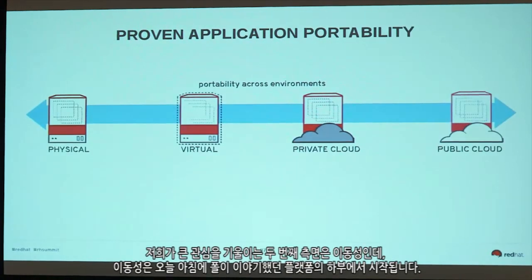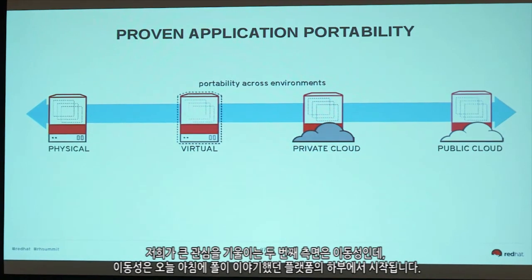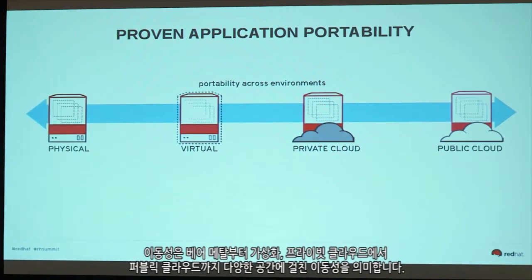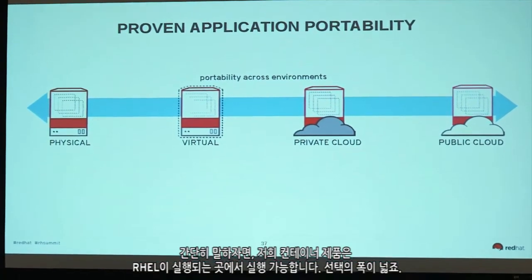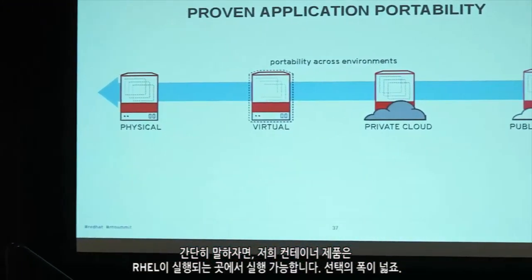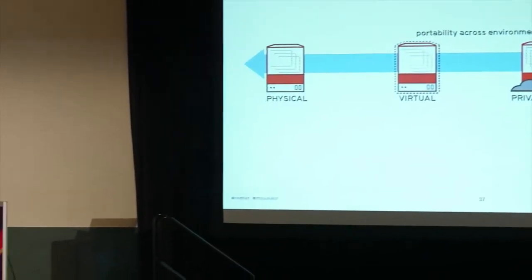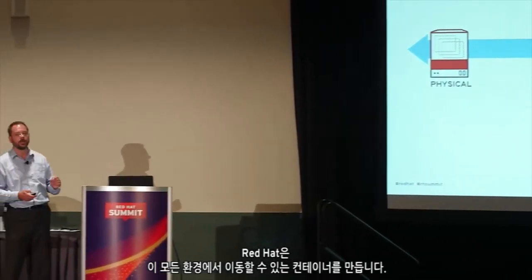Now, the second aspect that we care about a lot is portability. And portability starts with the platform underneath. Paul talked about it this morning. Portability across different footprints, from bare metal to virtualization to private to public cloud. And simply put, our container offerings can run where RHEL runs, which is a lot of choice. We make containers portable across all these environments.